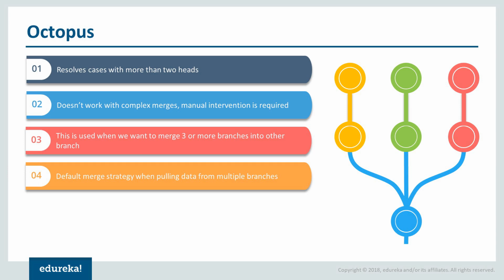So it resolves cases with more than two heads. So we have three heads here. It does not work with complex merging, wherein manual conflict resolution might be required. This is used to merge three or more branches into another branch. For example, we have three branches and they are merged into one single branch. This is the default merge strategy when pulling data from multiple branches.